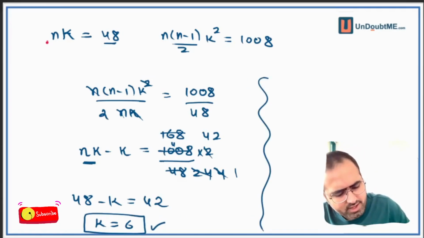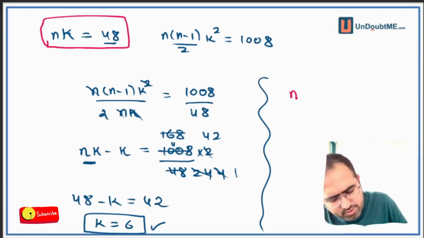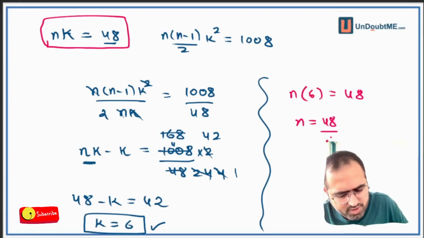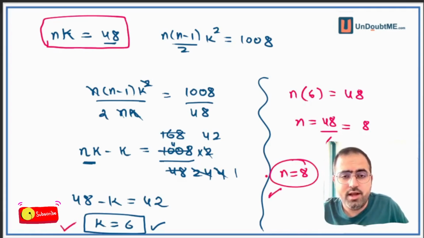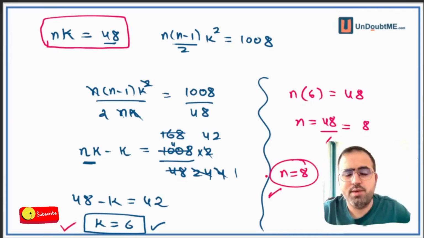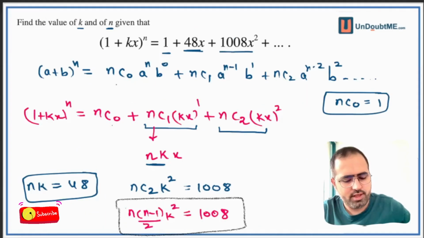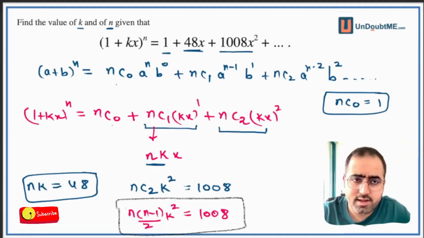We can put it back in nk. So n times 6 is equal to 48. The value of n will be 48 divided by 6, that is 8. So that is how I got both the n and k values, and this is how we need to solve such type of questions. I'm hopeful that whatever we have done in this question is clear.